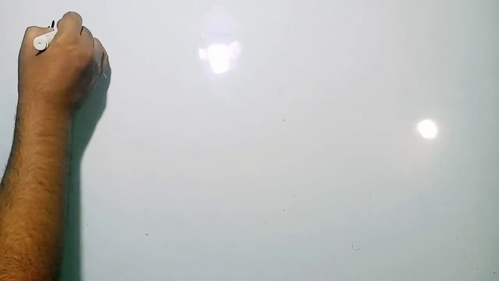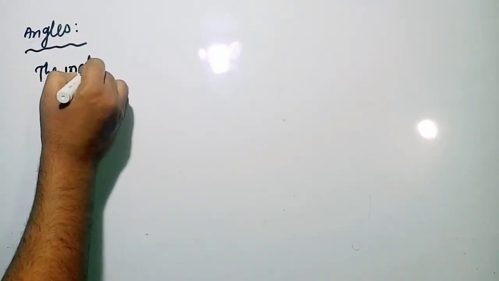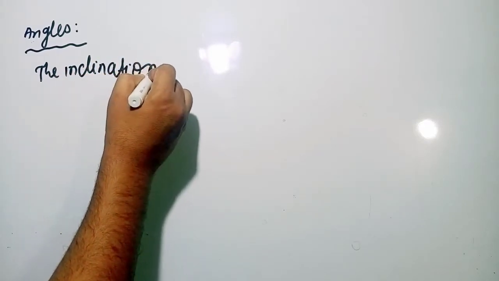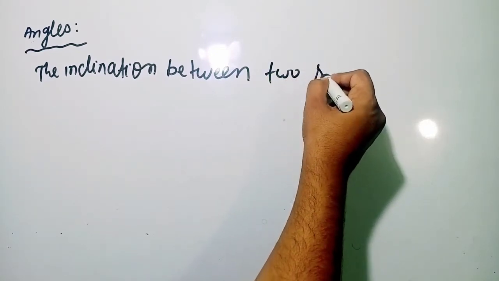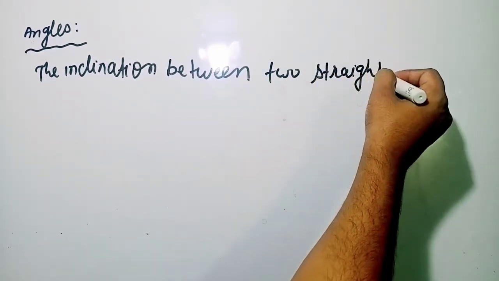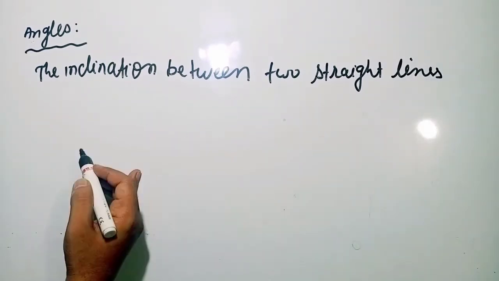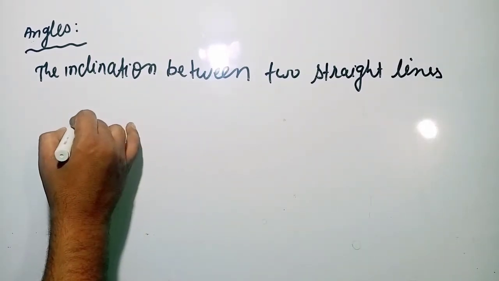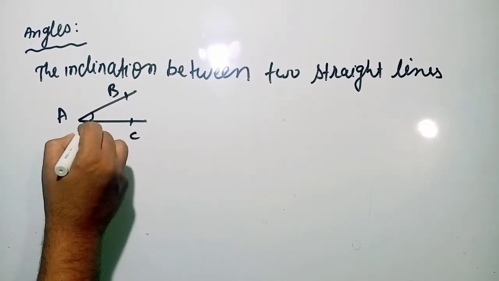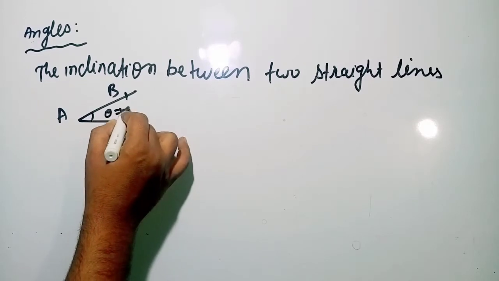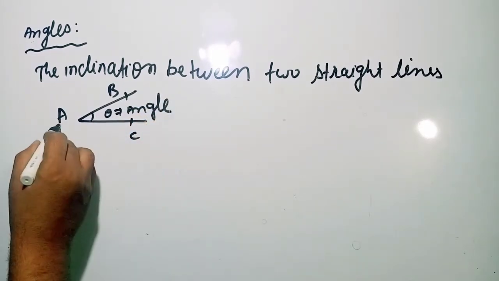Now moving to the next point, angles. What is an angle? Inclination of two rays, or inclination between two straight lines, right? Otherwise you can say a collection of two rays with a common vertex. This is also an angle. So AB is a ray and AC is also a ray. Here theta is known as the angle.